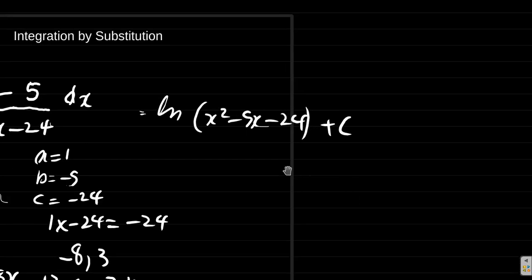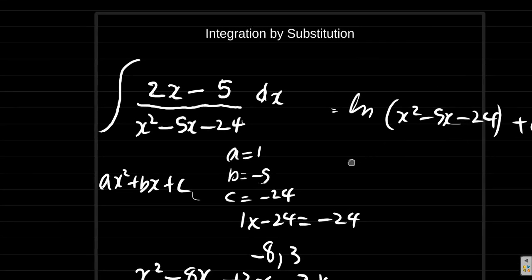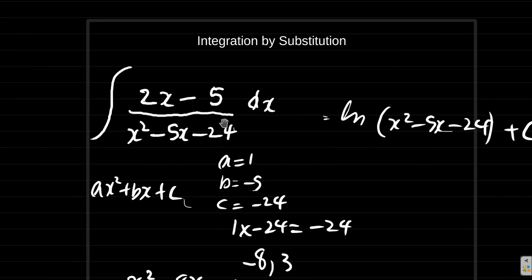Is it the same thing? ln of x squared minus 5x minus 24 plus c. Same thing. So we have solved this using substitution in the previous video. And we use partial fractions now, and we see that we get the same thing. So we have a choice, whichever way we want to do it, unless you're told to solve it by partial fractions, or specifically to solve it by substitution.